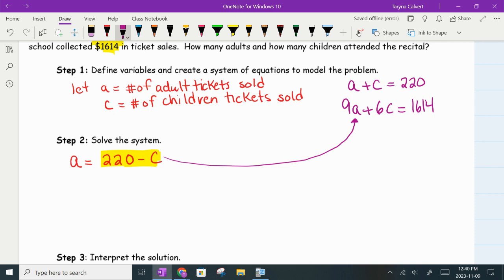Because we know that A equals 220 minus C, wherever the A is in the other equation, that's where the substitution goes. So now it's going to be 9 times the A, which is 220 minus C, and everything else stays exactly the same. So I have plus 6C equals 1614. Then to get rid of the brackets, we multiply the 9 in.